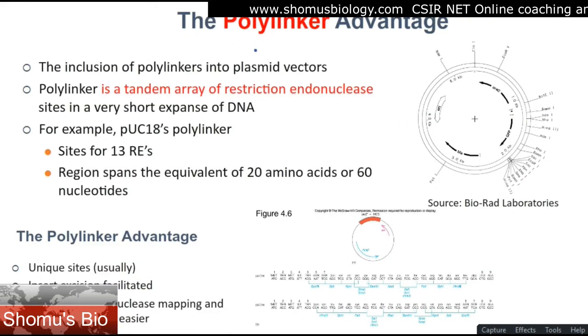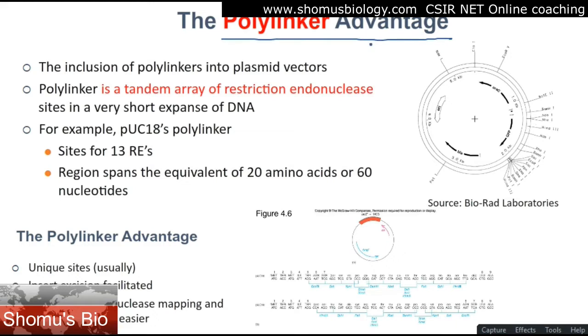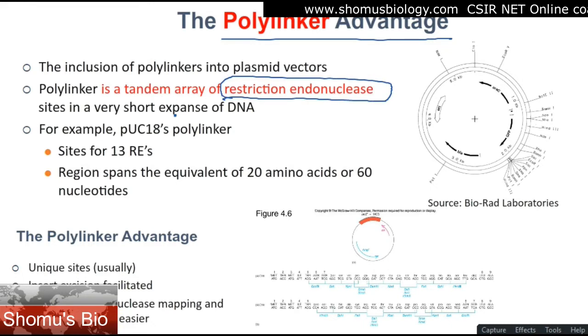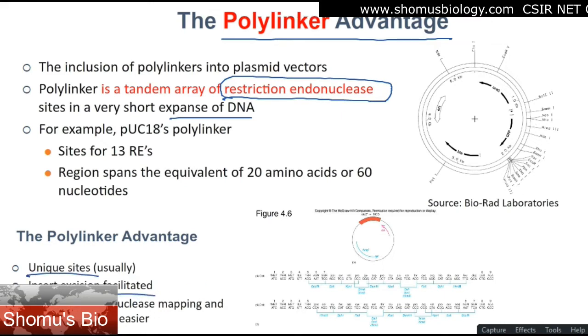It also provides what is known as the polylinker advantage. It means the inclusion of polylinkers into the plasmid vector. A polylinker is nothing but a tandem array of restriction endonuclease sites, a very short expanse of DNA filled with many different restriction endonuclease sites. The advantage of a polylinker is that they have unique sites and insert excision is facilitated, and restriction endonuclease mapping and subcloning are also made easier. So that's why it's known as the polylinker advantage.